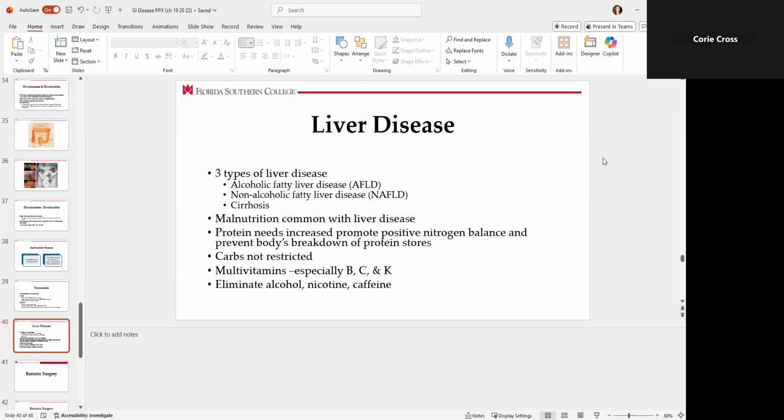These patients can benefit from increasing caloric and protein intake while limiting their fat and sodium. Carbohydrates are not restricted unless the patient is diabetic. And then liver transplant might be a viable option for patients with severe and irreversible liver disease.